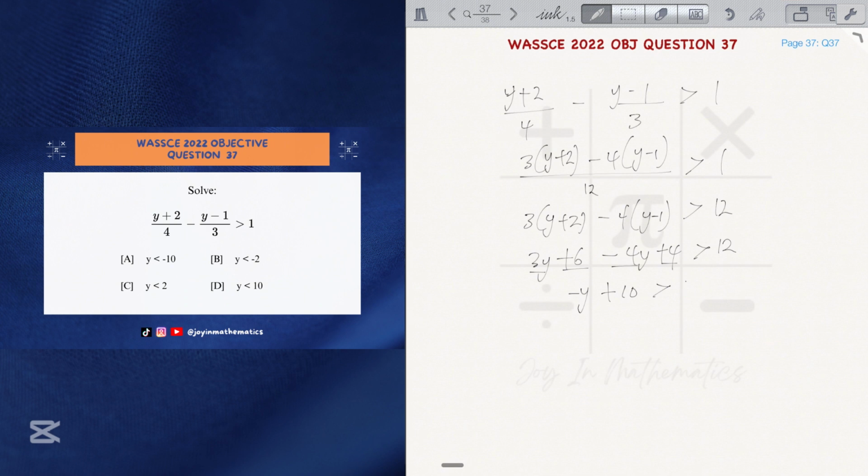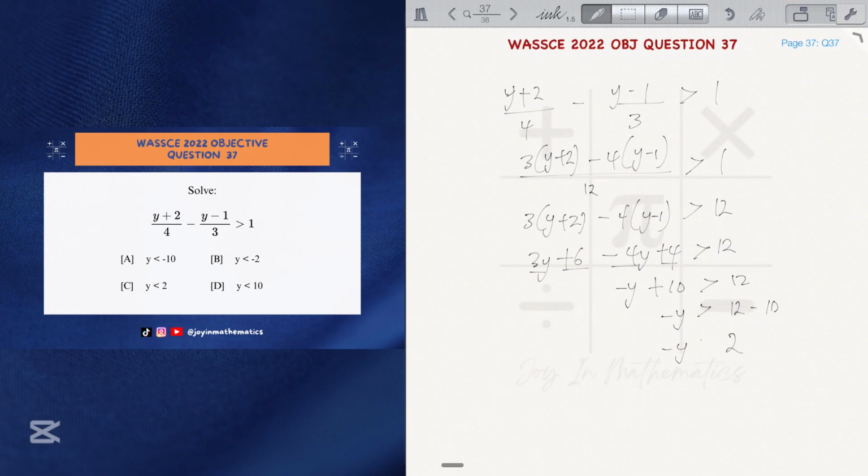We want to move this. So with this, we have to move plus 10 to the right hand side. So we'll have minus y is greater than 12 minus 10. And so we have minus y to be greater than 2.